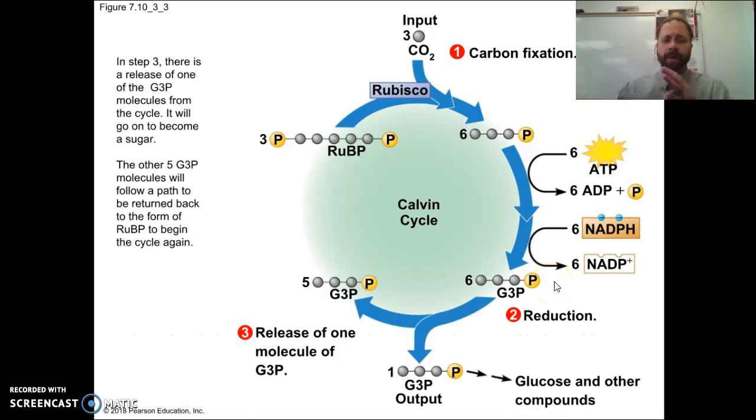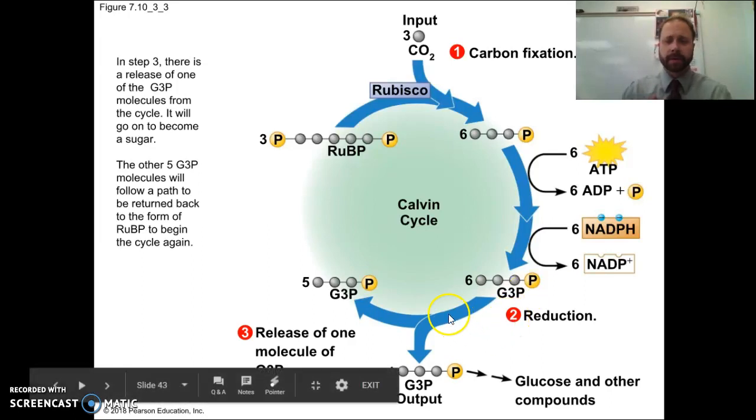From there, we're going to step 3. Step 3 is we're going to release one of those G3P molecules. And why do we do that? Again, that G3P molecule is a building block up to a sugar, and we're going to use one of those to create a sugar. The sugar that we like to talk about a lot is glucose, and we're going to be using glucose in cellular respiration. It can make other sugars, like cellulose, to make the cell walls, but we're just going to focus on glucose here.